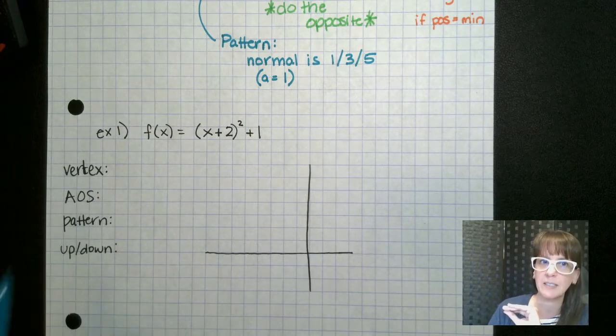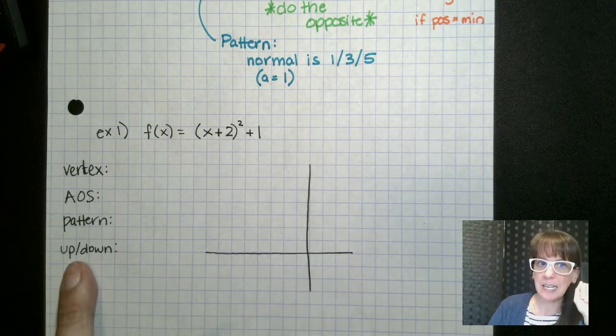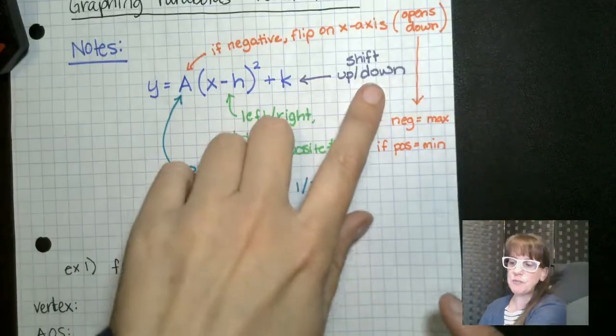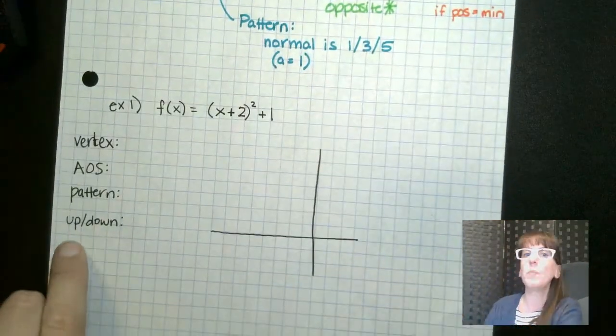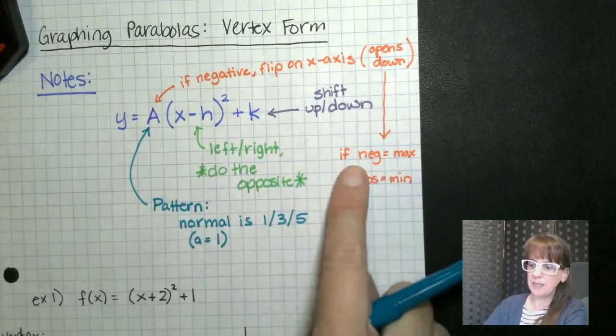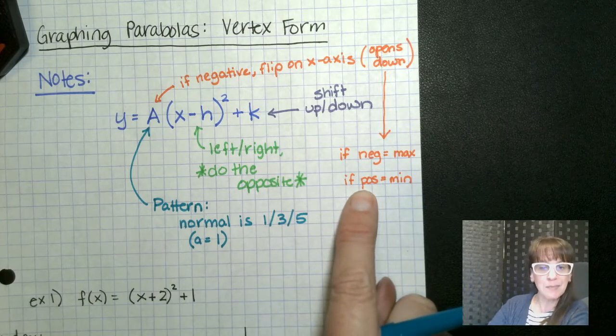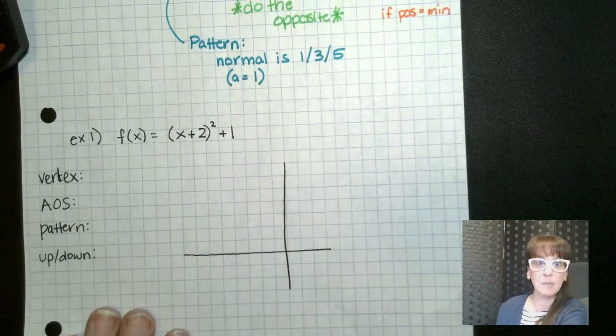All right, so when we're graphing these, again, as in a previous video, the vertex, axis of symmetry, and your pattern are really important here. This up down doesn't mean shifting it up or down. What this means is opening up or down. If it's negative, it's going to be opening down and you have a maximum. If it's positive, it's going to be opening up and you have a minimum. So that's going to be important.